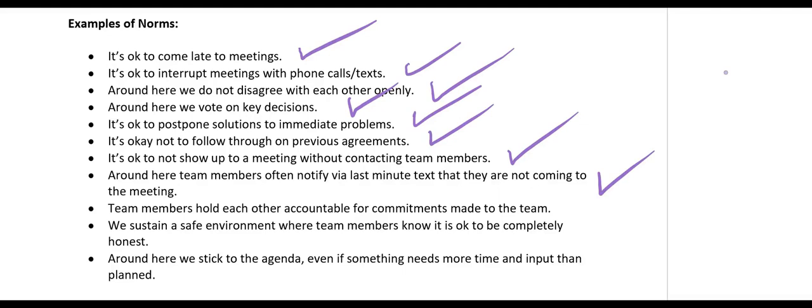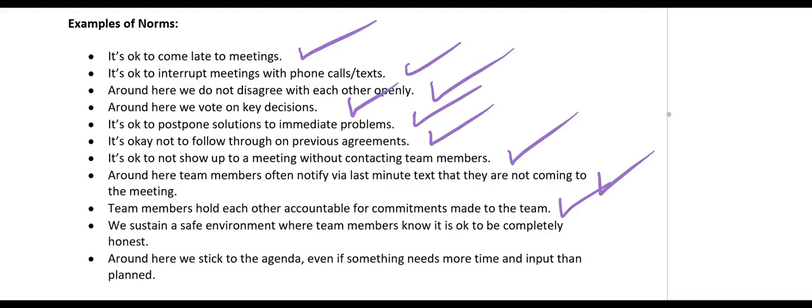Team members hold each other accountable for commitments made to the team. Kind of opposite to one we heard a few moments ago. So if team members hold each other accountable for commitments, that means sometimes there will be uncomfortable conversations if someone doesn't follow through. That's a norm that can be very powerful. And again, if people are not being held accountable for their commitments, what value is there to the commitment to begin with?